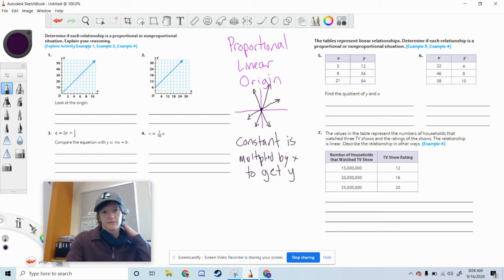So for the numbers 1, 2, 3, 4, actually for all these, we need to decide, are these proportional? So let's see. Number 1, this is a straight line, I can see. So it is linear. And looking at our origin, it looks like our line does go through the origin. So we determine if the relationship is proportional or non-proportional, then we need to explain our reasoning. So looking at this one, this is proportional because it is linear and goes through the origin.